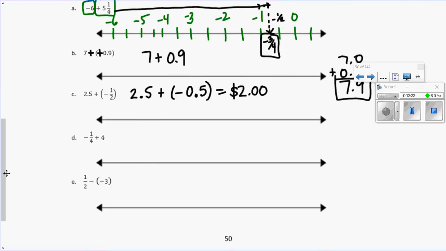Same thing with this one. -1/4. That means you owe somebody 25 cents and you have $4. Well, you can definitely pay them back and you still have $3.75. Or you can write it as 3 3/4.